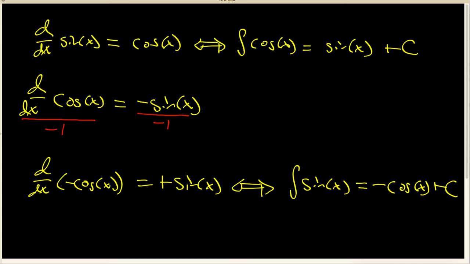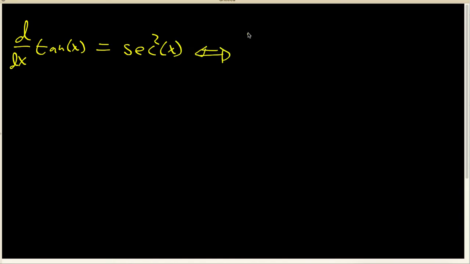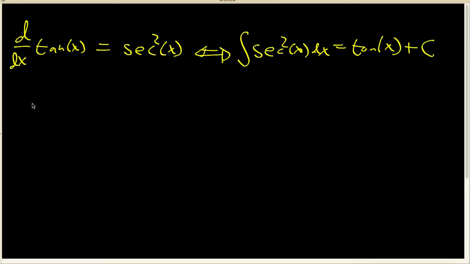So let's move on to the next pair of trig functions. If I want to look at the derivative of the tangent of x, that is the secant squared of x. So I can rewrite that fact as the integral of secant squared is going to be tangent of x plus any constant that I want to add.